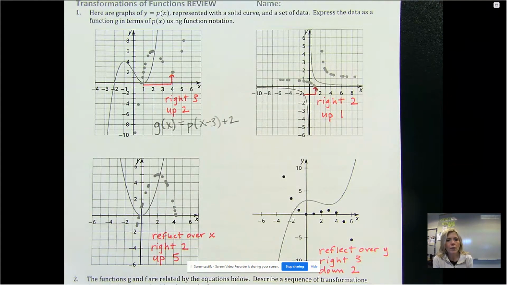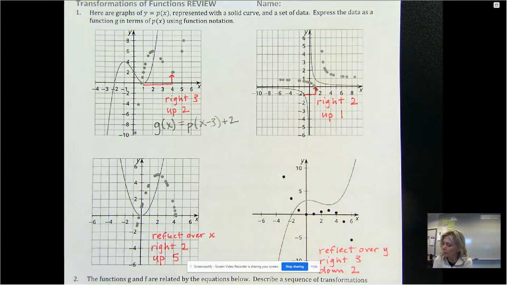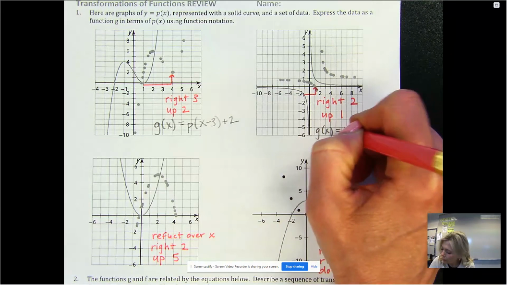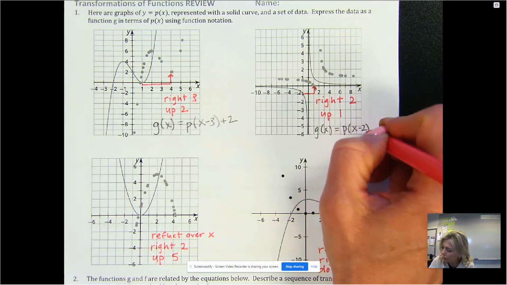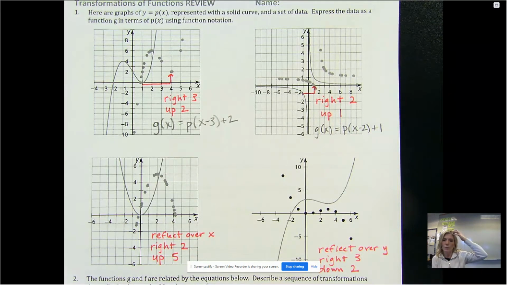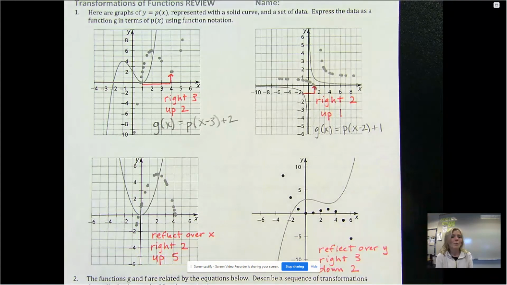Okay, so same idea for the next one. We have to go right 2 and up 1. I drew that little pathway in, right 2 and up 1 to get those to match up. And so G of x is equal to P of right 2 is x minus 2, and up 1 is plus 1 on the outside. So if we're moving left and right, that's a change to input. Up and down, that's a change to output. So input changes go in the parentheses, output changes go outside the parentheses.